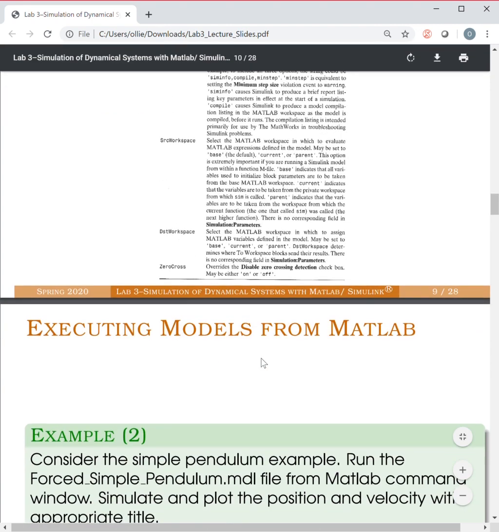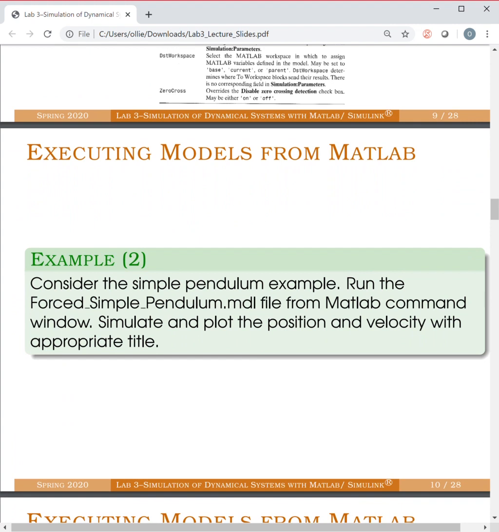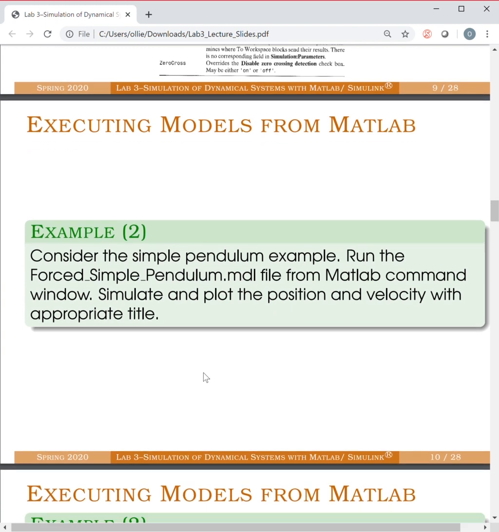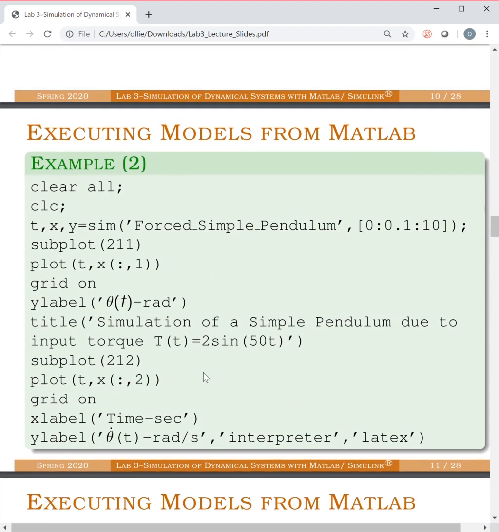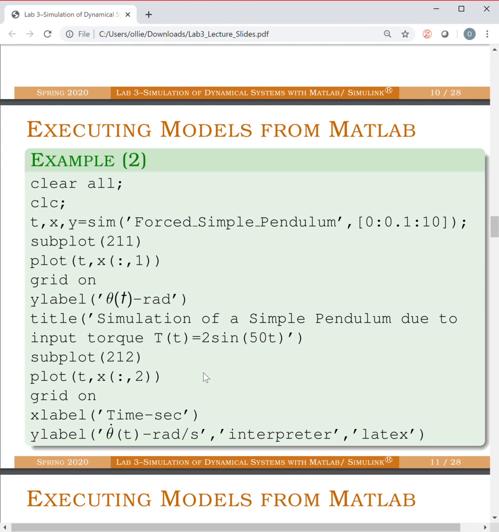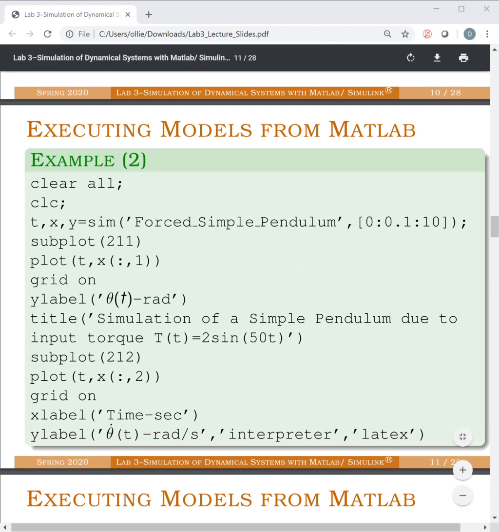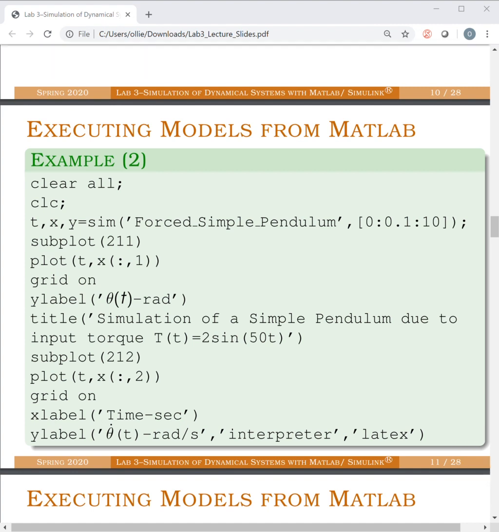And slide 10. Our second example will have us run the forced simple pendulum, and we want to find position and velocity. So here's the code that will provide position and velocity. Note that if you're copying and pasting the code, which you should all be doing, run the code, make sure you understand it. You might need to redo all of the apostrophes. MATLAB might give you an error, as it doesn't recognize them when you copy and paste. Just redo them. I had to do that.